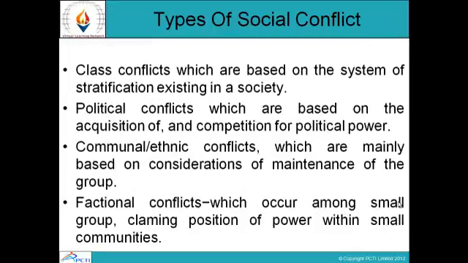Types of social conflict. Class conflicts, which are based on the system of stratification existing in a society. Political conflicts, which are based on the acquisition of and competition for political power. Communal or ethnic conflicts, which are mainly based on considerations of maintenance of the group. Factional conflicts, which occur among small groups claiming positions of power within small communities.